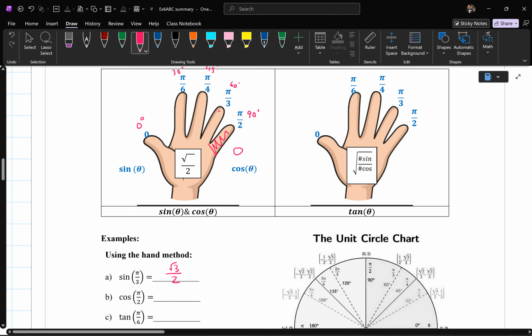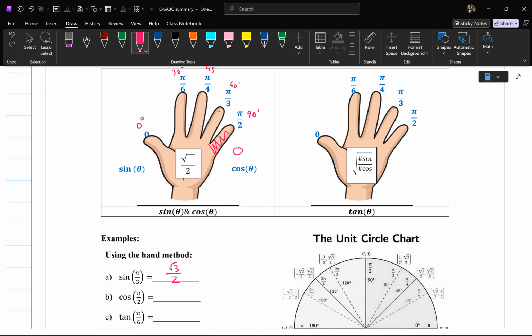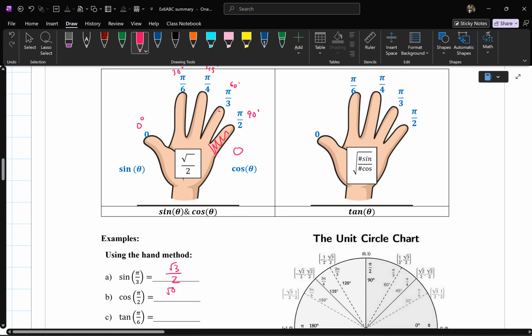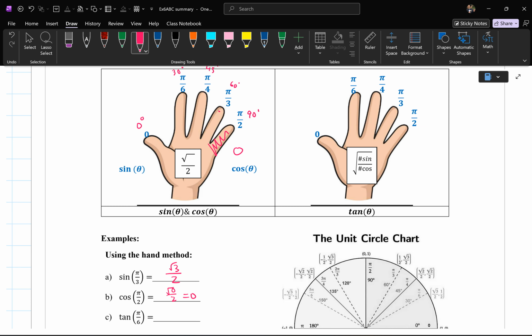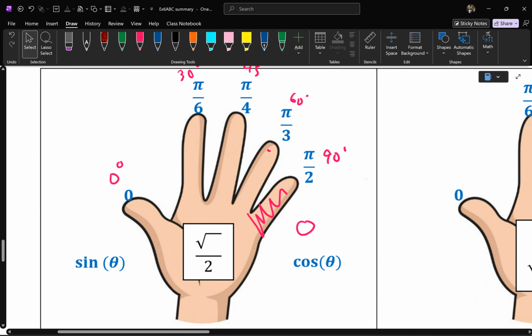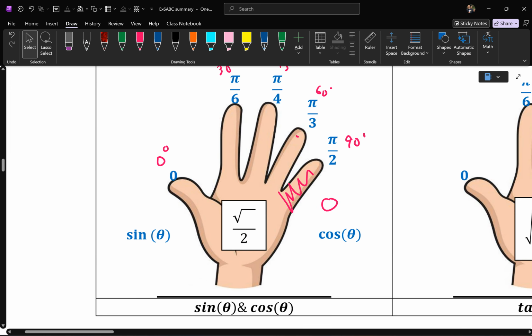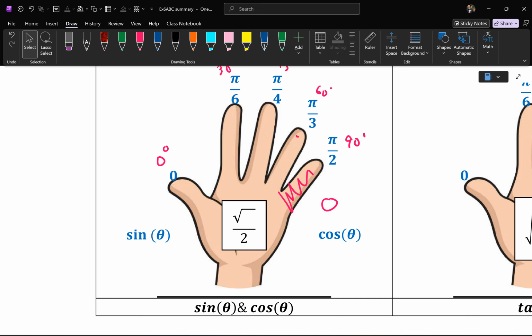So when I say cos, how many fingers on the right-hand side? 0. Put into the formula. Root of 0 divided by 2 is 0. So cos of pi/2 would be 0. If you follow this method, you will be able to remember 10 out of 15 straight off the bat. So out of the 15, just following that method, you will remember 10 out of 15.